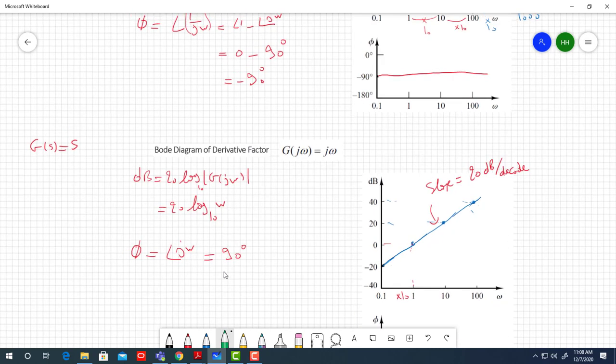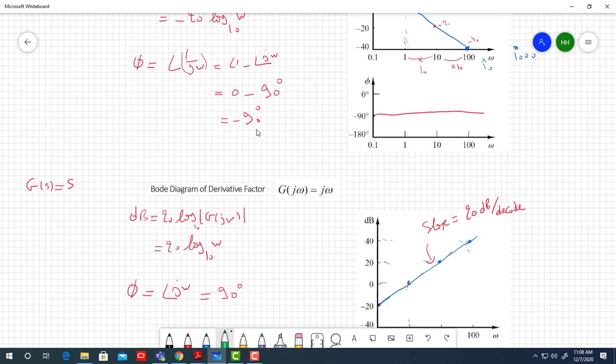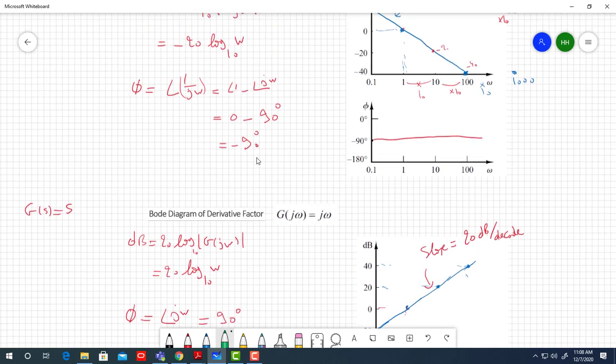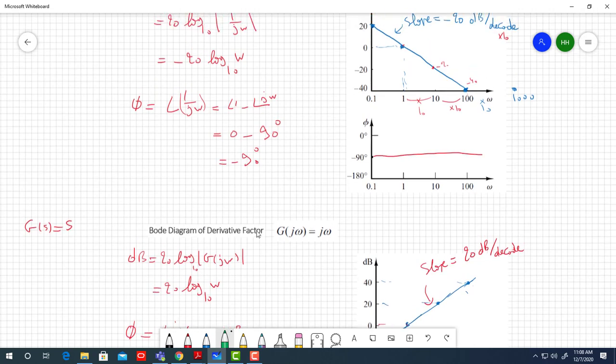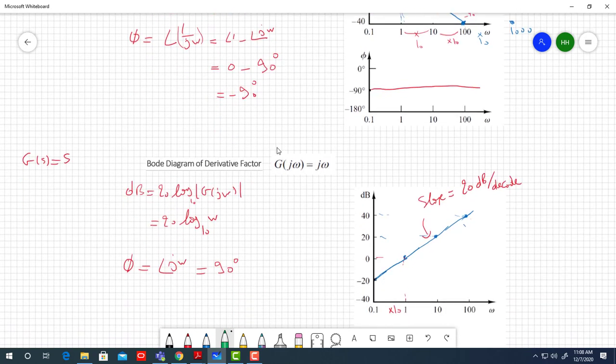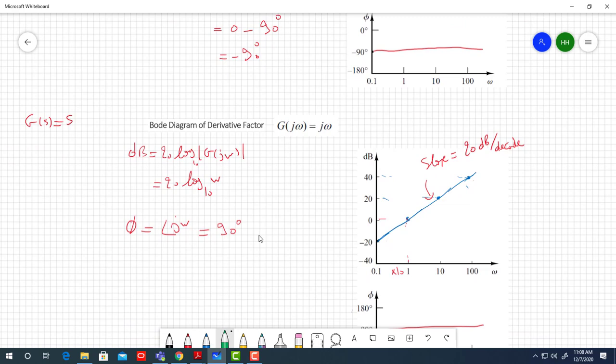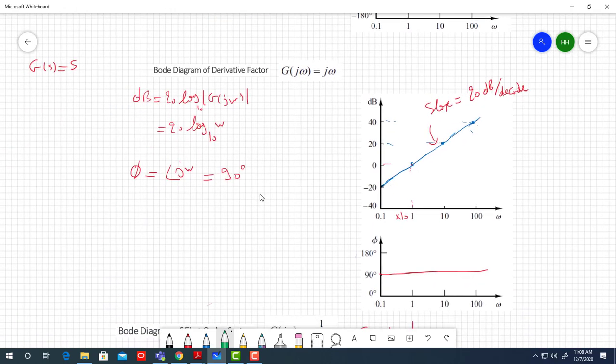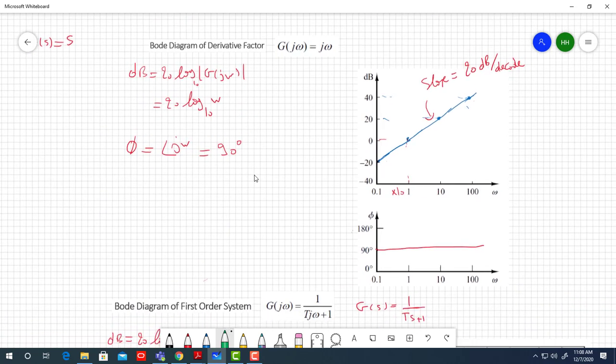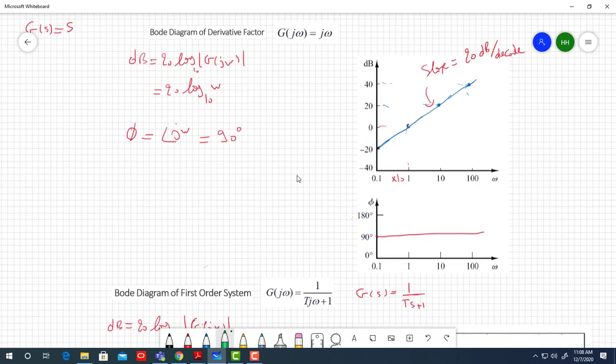Actually the derivative is a lead, so this is lead and this is lag. Sorry, this is lag, minus 90 degrees behind. Integral is lag, looking to the past. Derivative is lead, so 90 degrees lead, in advance phase, with a slope of 20 decibel per decade.